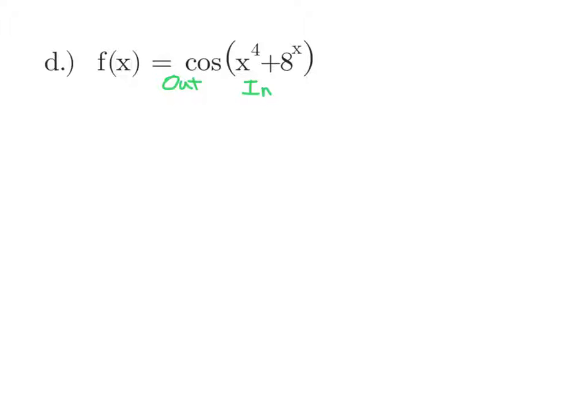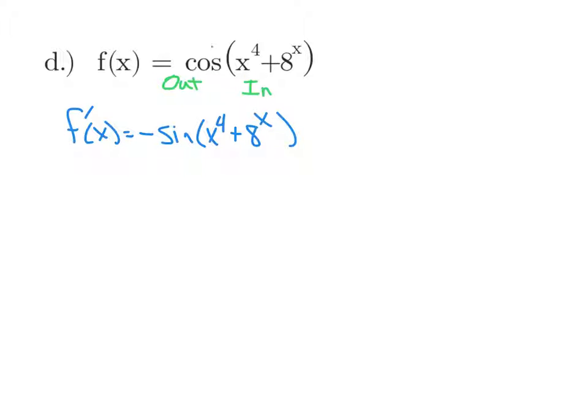With those two identified, it's a lot easier to now use the chain rule in order to differentiate, starting on the outside and working our way inside. The derivative of cosine is going to be negative sine. Then we'll just keep that x to the fourth plus 8 to the x as our value, what we're going to take the sine of.